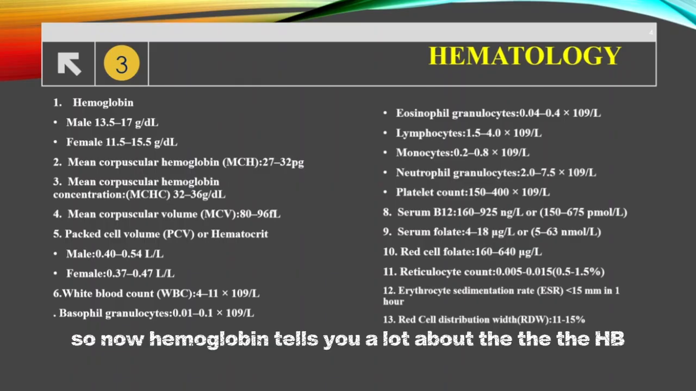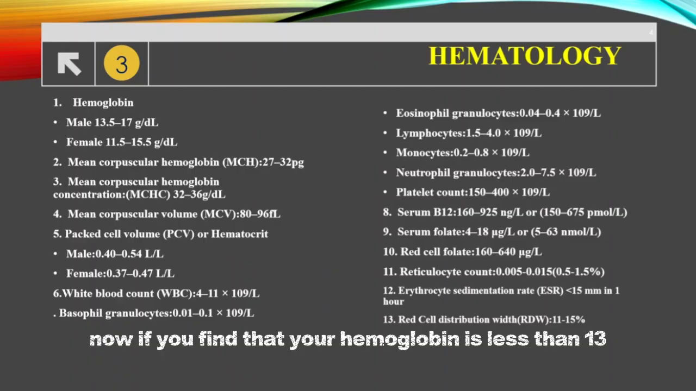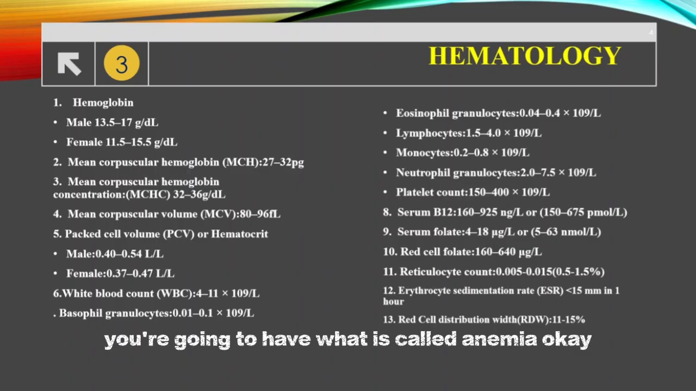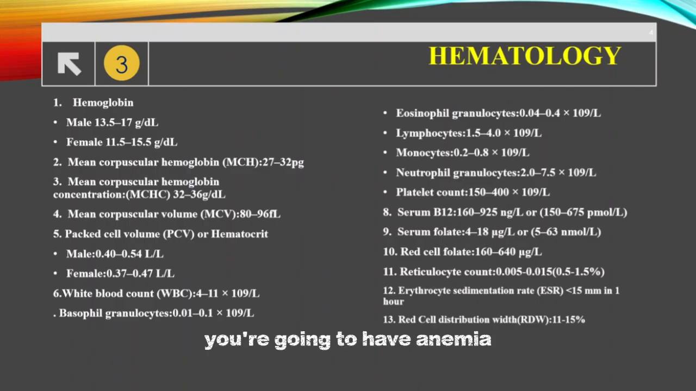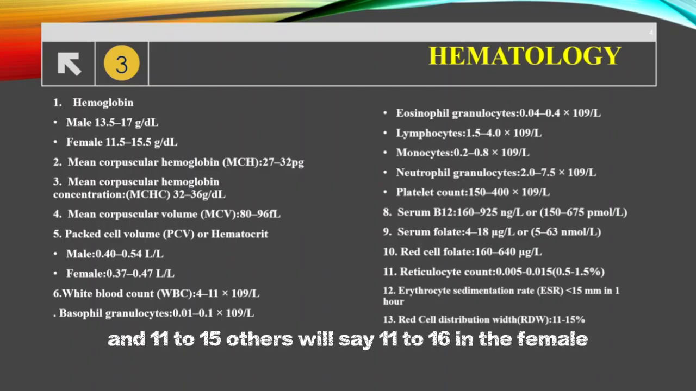Hemoglobin tells you a lot about the hemoglobin in the blood. If you find that your hemoglobin is less than 13, usually less than 12 or less than 11, you're going to have what is called anemia. Or polycythemia, rather. So it tells you about anemia. You just need to understand the normal. It should be between 13 to 17 in the male, and 11 to 15, others will say 11 to 16, in the female. That's very important to remember.